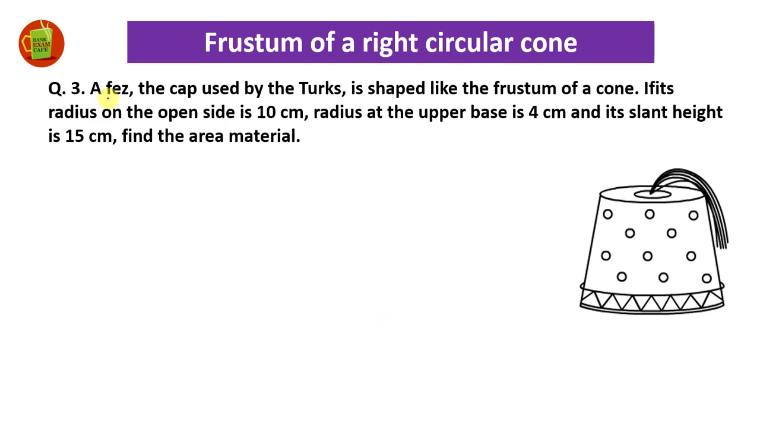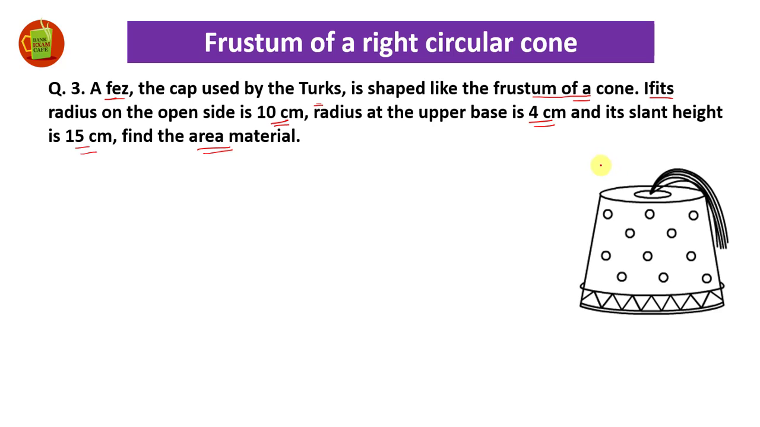Question number 3. A fez, the cap used by Turks, is shaped like a frustum of a cone. If its radius on the open side is 10 centimeter and the radius at the upper base is 4 centimeter and its slant height is 15 centimeter, find the area of the material.